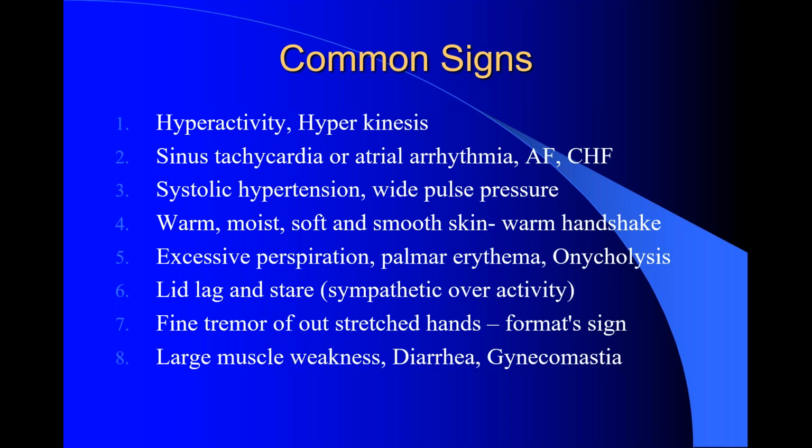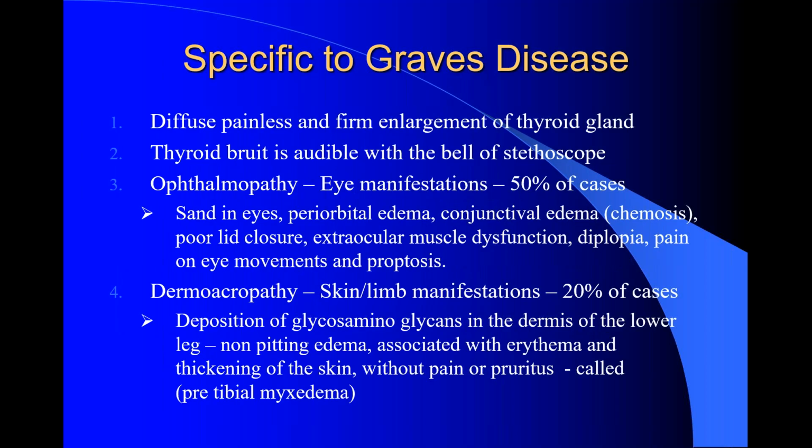Then in hypo the skin was cold. Here it is warm, moist, soft, and smooth. There it was dry skin. Here it is smooth skin. So you will have a warm handshake. There is excessive perspiration. Palmar erythema could be there. There could be onycholysis. On eye signs, you can have lid lag and stare. There could be fine tremors on the outstretched hands, which is called Marinesco sign. And you can have proximal muscle weakness. Here you can have diarrhea. In hypothyroid, you remember it was constipation, here it is diarrhea. Then you can have gynecomastia.